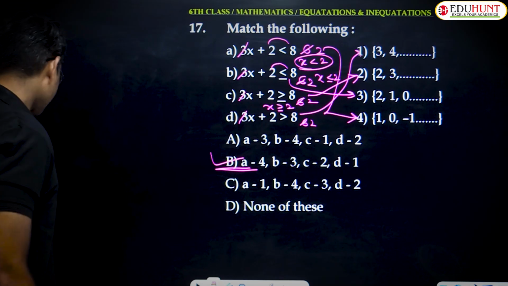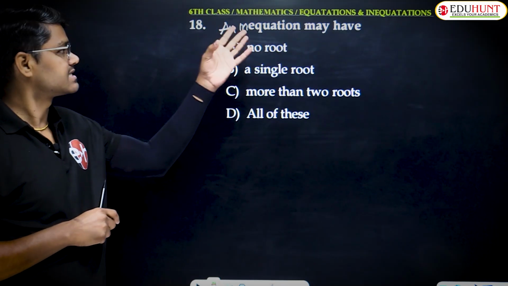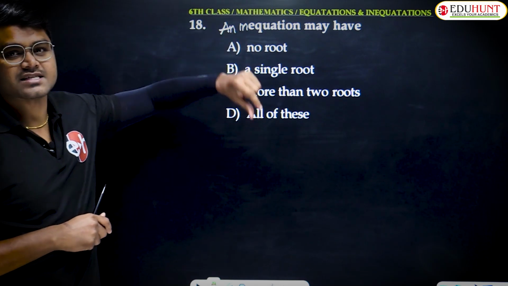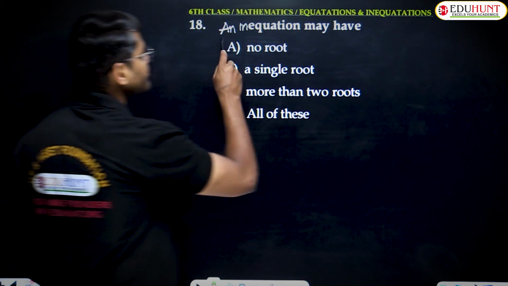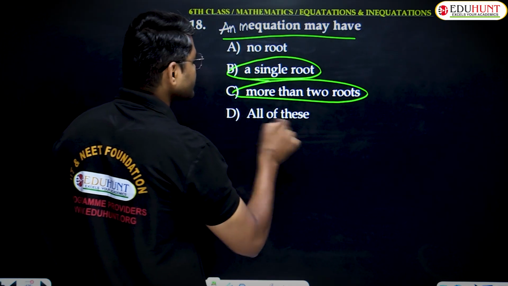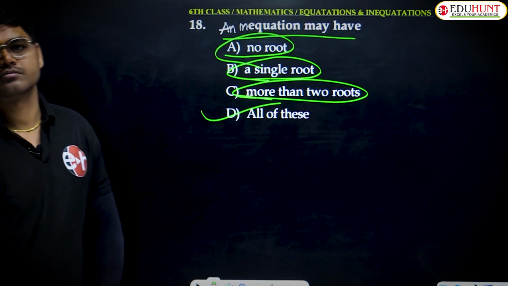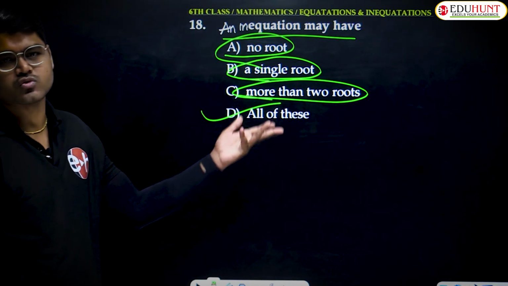Okay. An inequation may have... In the previous session, we have discussed this inequations concept. In that session, we have read an inequation may have only one root, single root, more than one root, and no root. So, all the above. More than one root means more than two roots also.